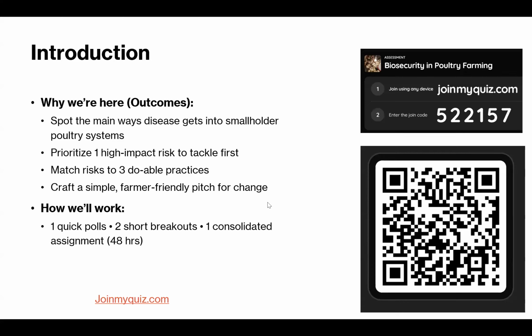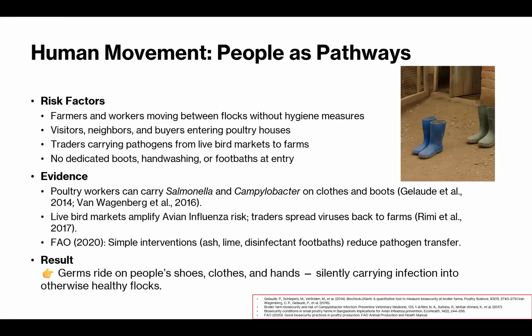So we've just done a short quiz which encompasses what we're going to study today, which includes how we are going to figure out issues to do with biosecurity and how we develop simple solutions for farmers we interact with. So I'm going to go to the next slide and speak about human movement, which is one of the highest pathways that we overlook.